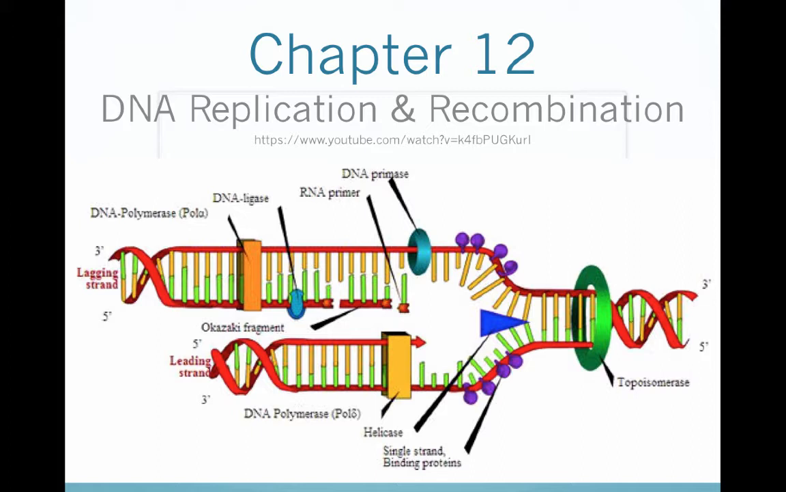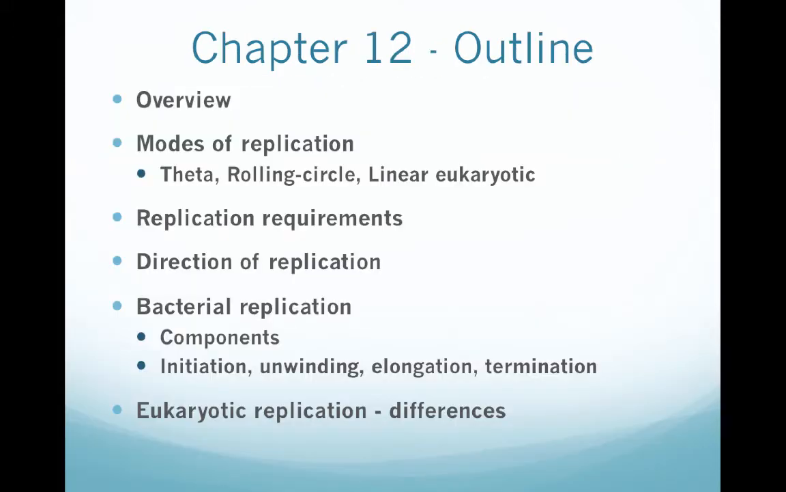Alrighty, so chapter 12 is all about how we replicate DNA and how DNA can go through the recombination process. And it's a pretty big chapter with lots of little sections, so we're going to hit it in this order. I'll give you an overview of the process, and then we'll talk about modes of replication in this link, and then in following links we'll get into requirements of replication, directions of replication, how replication actually occurs in bacteria versus eukaryotic systems as well.